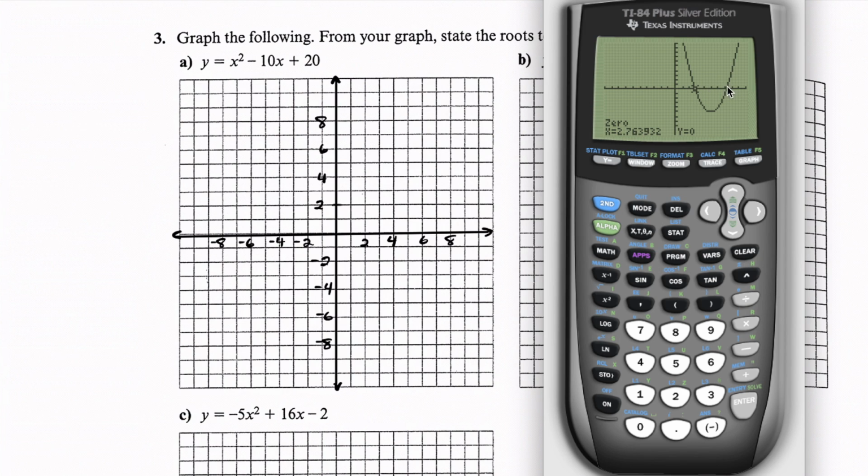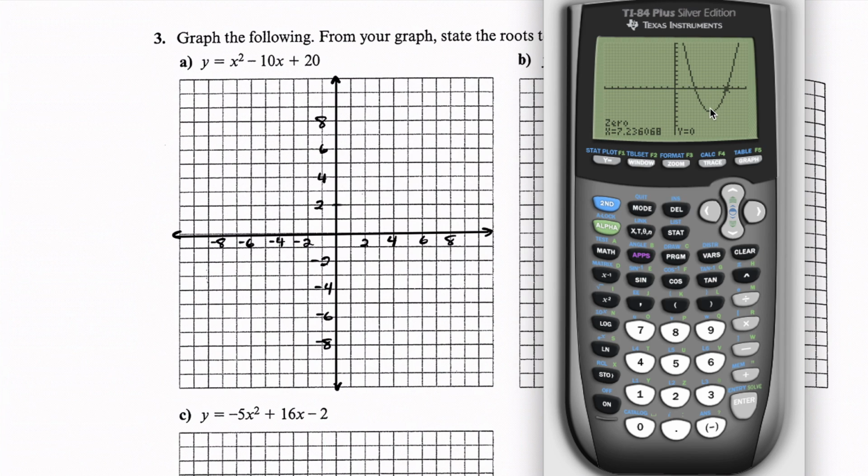And then we're going to find our other one over here. So we'll do the same process, second calc. Option number 2, that's our 0, and then scroll all the way over to our point. So it's right there, and then go to the left, enter, right, enter. It's going to search in between there, enter one more time, and we get 7.236.